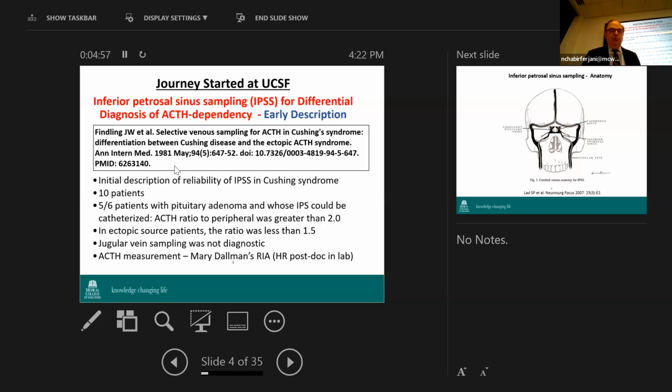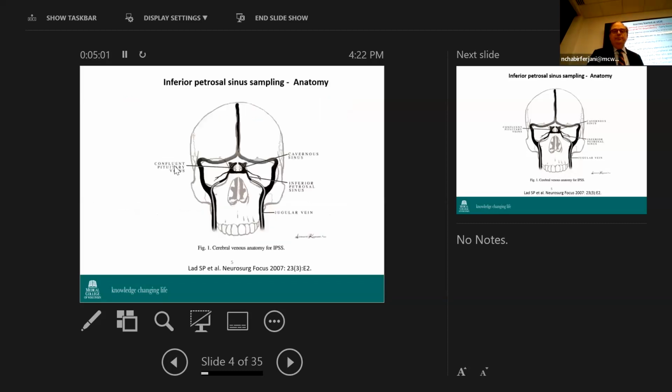We could do high dose dexamethasone suppression testing. We don't need to do this procedure. More about that in a few minutes.